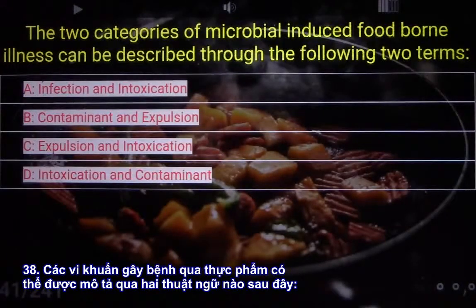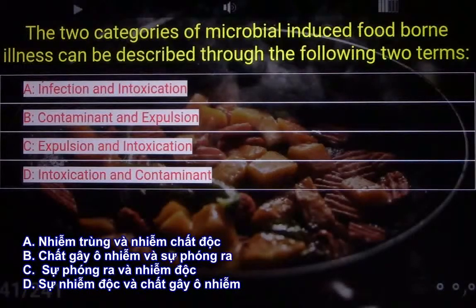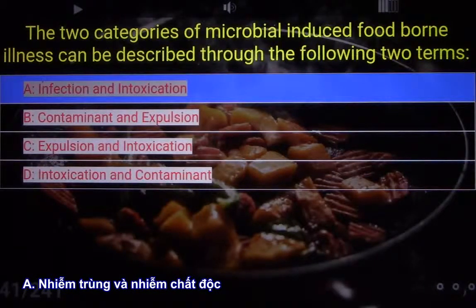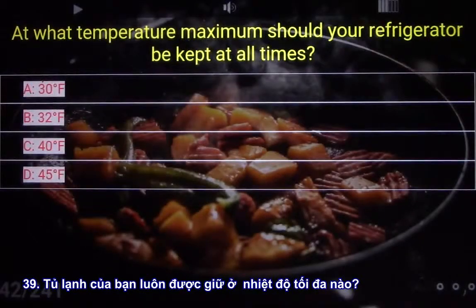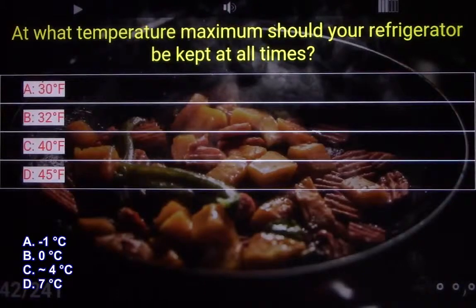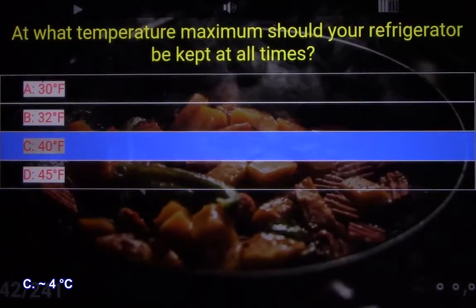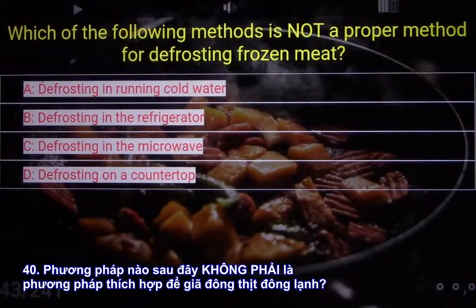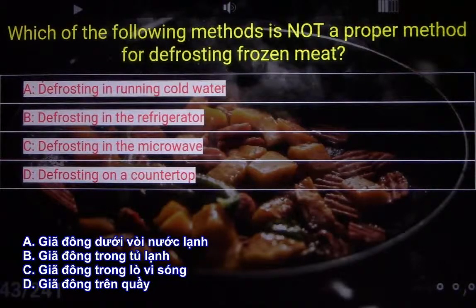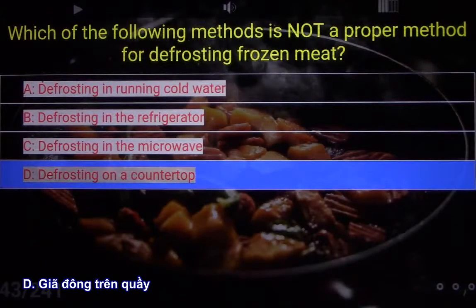The two categories of microbial-induced foodborne illness can be described through the following two terms. A. Infection and intoxication. At what temperature maximum should your refrigerator be kept at all times? C. 40 degrees Fahrenheit. Which of the following methods is not a proper method for defrosting frozen meat? D. Defrosting on a countertop.